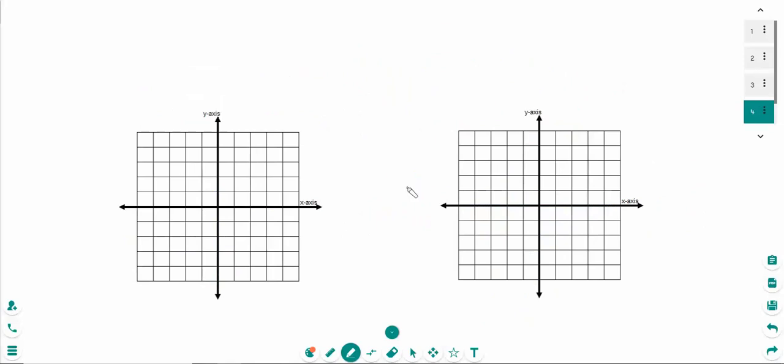Now, moving on to something else. We're going to look at functions here, and it should be pretty straightforward.